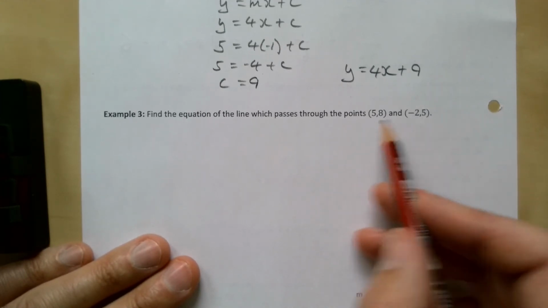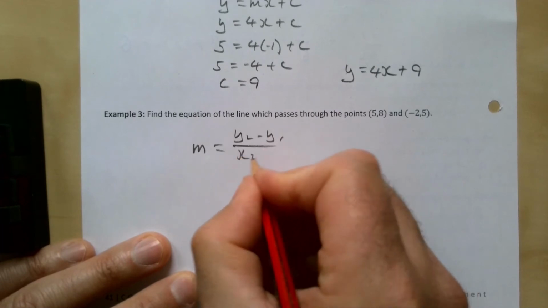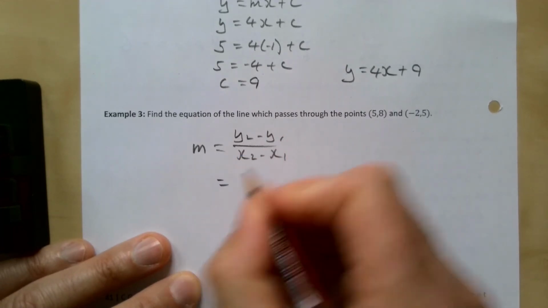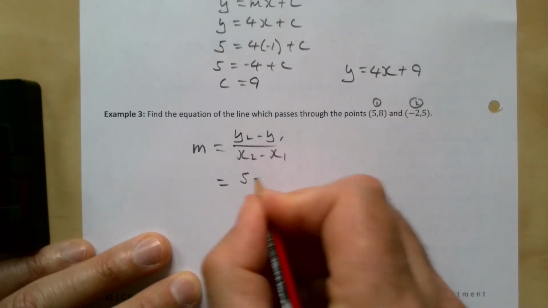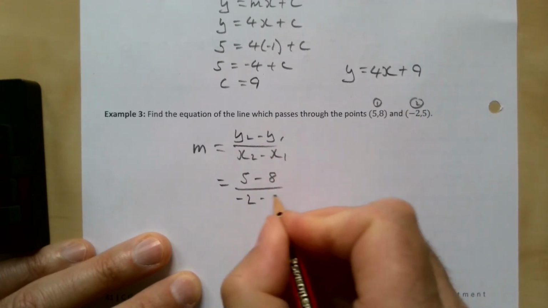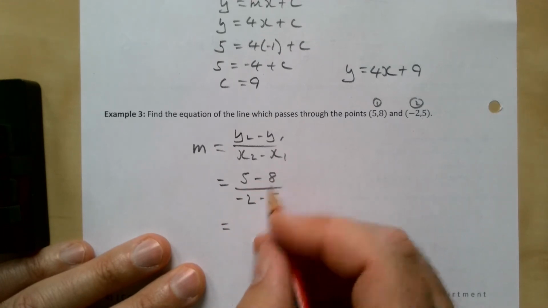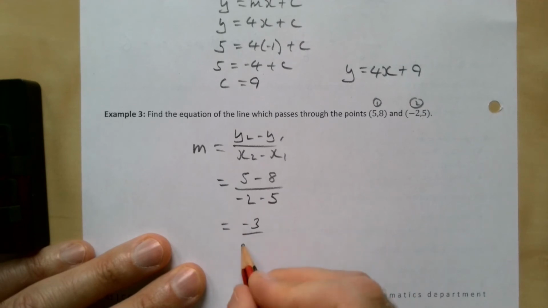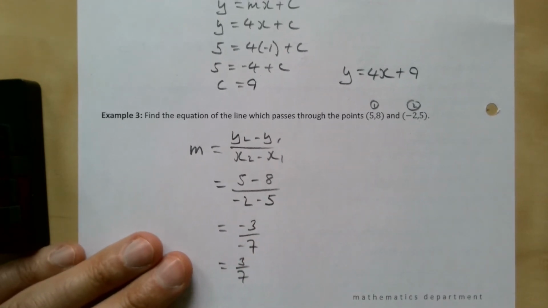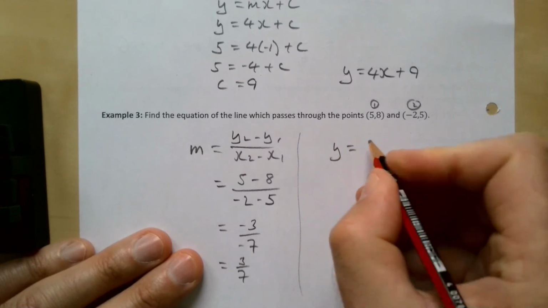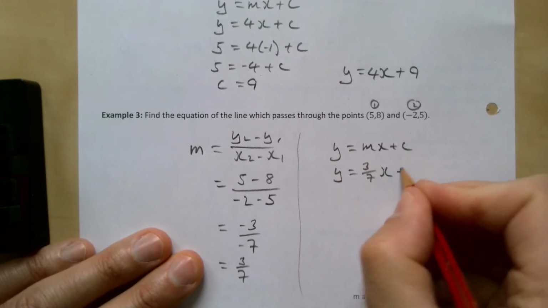Can we find the gradient? Yes, of course we can. We can use our formula, m = (y2 - y1) / (x2 - x1). That's 1 and that's 2, it doesn't matter of course. So 5 take away 8, and then -2 take away 5. Some awkward numbers here, but that's going to be okay. 5 minus 8 is -3, -2 minus 5 is -7. What a horrible gradient. So our gradient is 3/7 because the two minuses cancel each other out. That gives us y = 3/7 x + c.